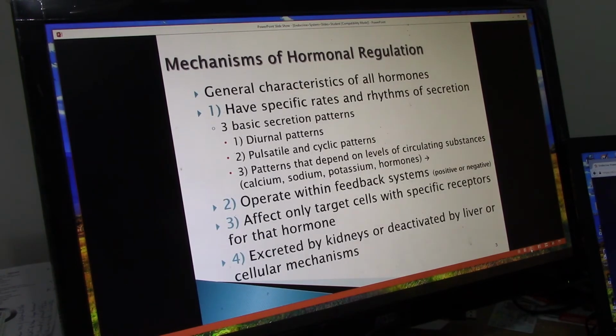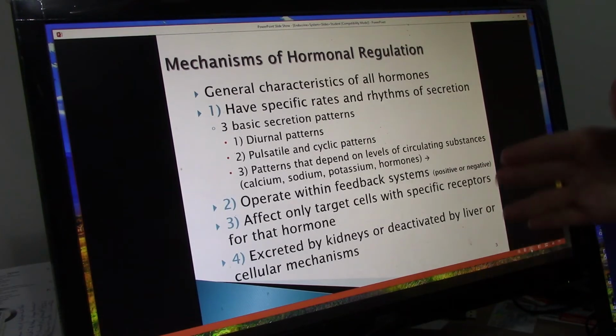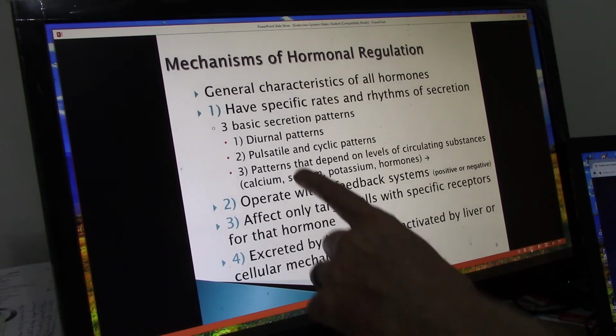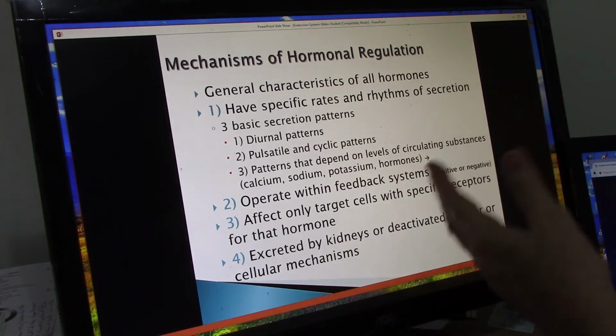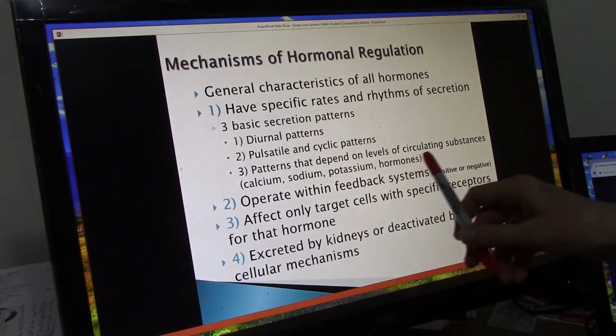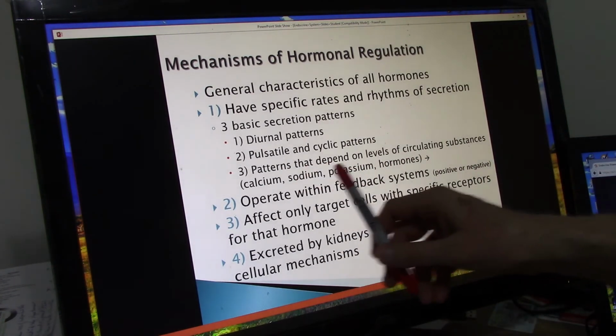Mechanisms of hormonal regulation. How are hormones released, and how are they regulated? Well, some of them actually have patterns that go throughout the day, and some are just on a set cycle that we'll talk about. But many of them are based on levels of circulating substances.